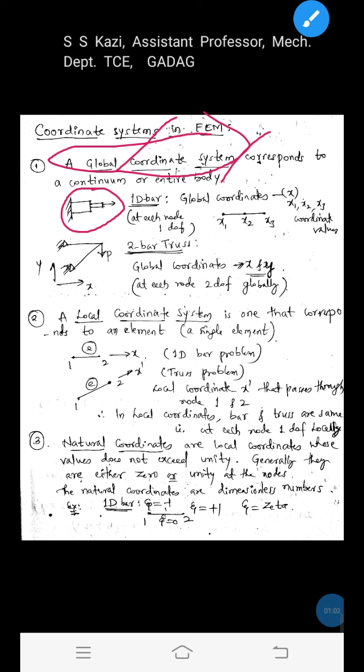For example, these global coordinates represent the entire system, that is, the entire structure, the entire body. If you consider the stepped bar, the global coordinate is x only, because if you consider the entire stepped bar, each node has freedom to displace only in the x direction due to the applied load.